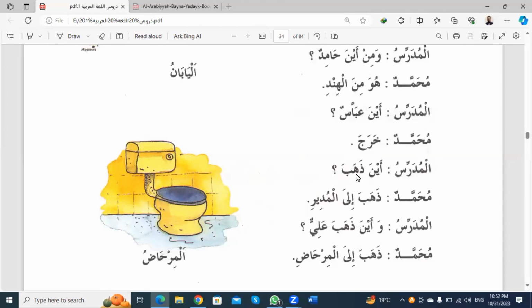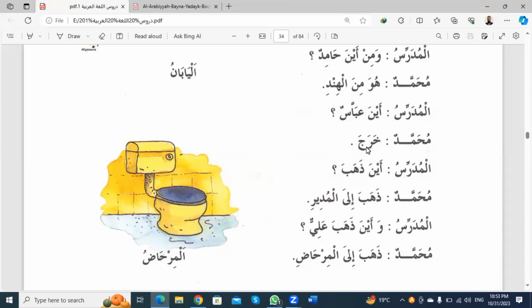So Aina zahaba, where did he go? Muhammad says zahaba, went, ilal mudire, to the principal, towards the principal. Zahaba, he went, ilal mudire, towards the principal. Got it?